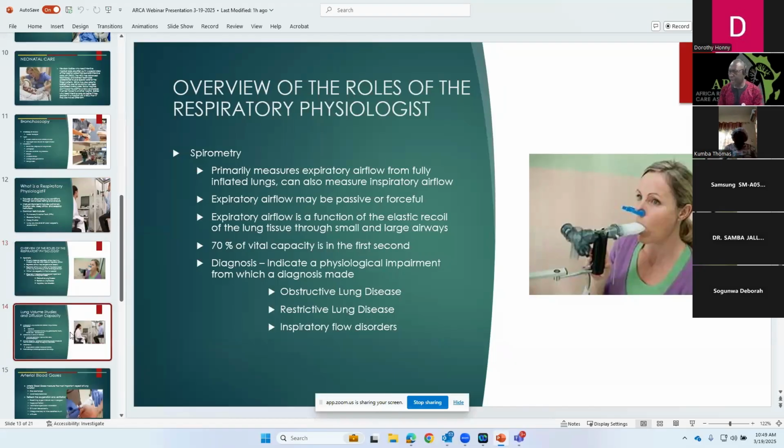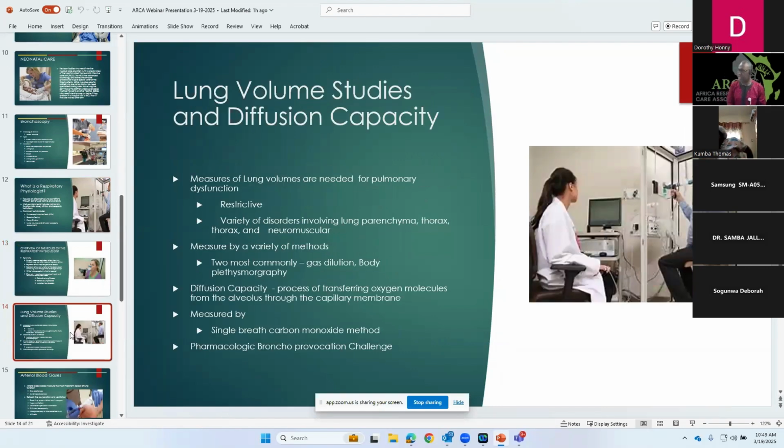Now, what I just explained, this is what it looks like. You have a patient in the box breathing, and the physiologist is explaining different maneuvers that the patient has to do. Most of the time, to get good results from the patient, you may need to demonstrate what the patient is going to do, and then the patient does it. That way you can get the best effort from the patient.